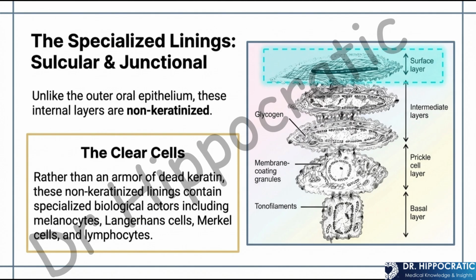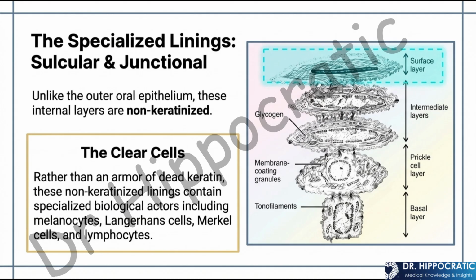Lymphocytes, along with polymorphonuclear leukocytes, or PMNs, are the active soldiers. They receive the chemical signals, transmigrate from the central core, move through the epithelial layers, and enter the sulcus to physically phagocytose, to engulf and destroy the invading bacteria. So by abandoning the keratin armor, the tissue transforms from a static brick wall into a permeable, actively patrolled immunological deployment zone. That's a perfect summary. But how exactly do these soldiers physically move through a solid wall of cells?